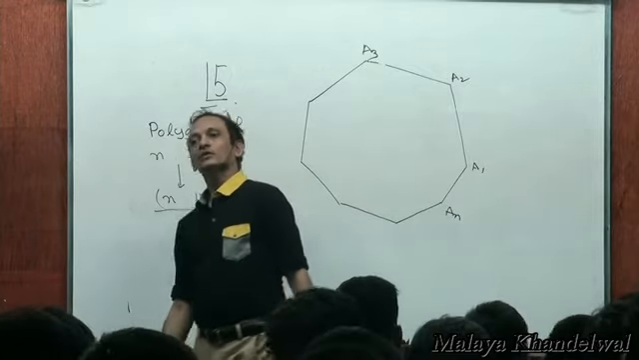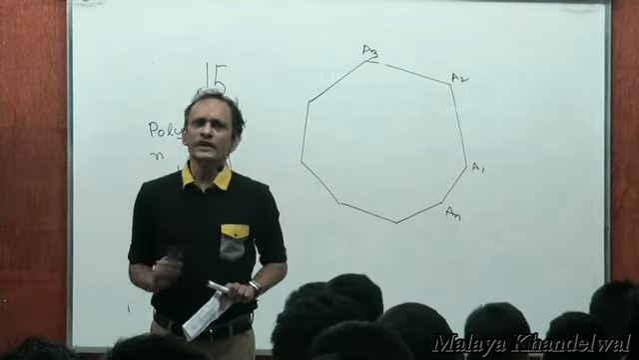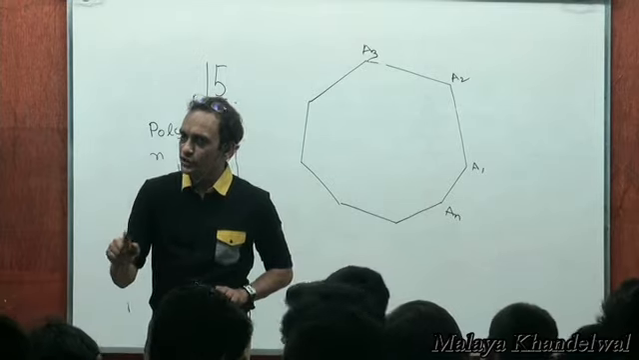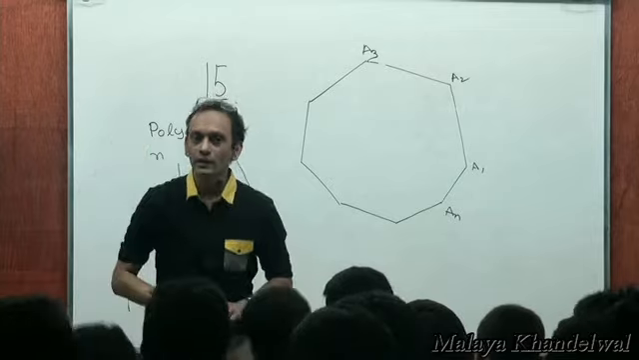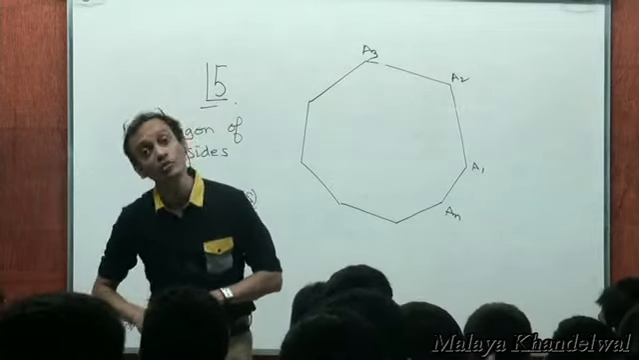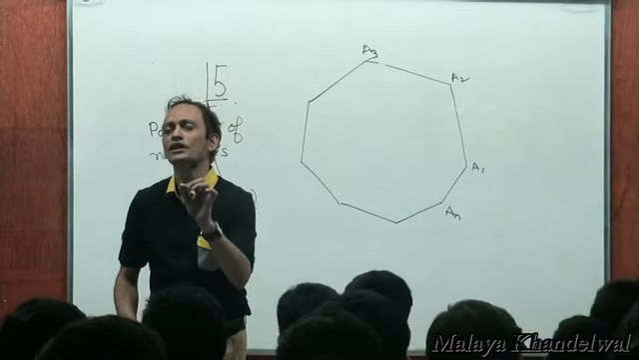Now, look, let's forget that the join of 2 consecutive vertices is a side. Let me look upon that also as a diagonal. For a moment, I'll remove that additional count later on, but for a moment, let me assume that if I join any 2 vertices, I get a diagonal.